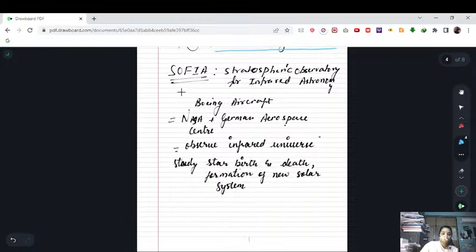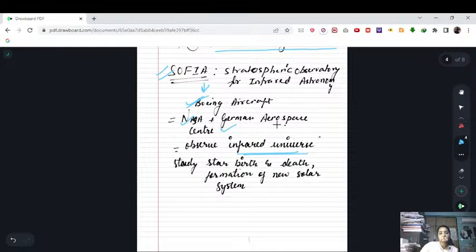Now we come to the SOFIA mission, which is a very important mission. SOFIA stands for Stratospheric Observatory for Infrared Astronomy. In this mission, NASA and the German Aerospace Center will come together, and they'll install an infrared telescope on a Boeing aircraft to observe the infrared universe. Why is this needed? Because the stratosphere blocks the infrared rays from reaching the surface of the earth.